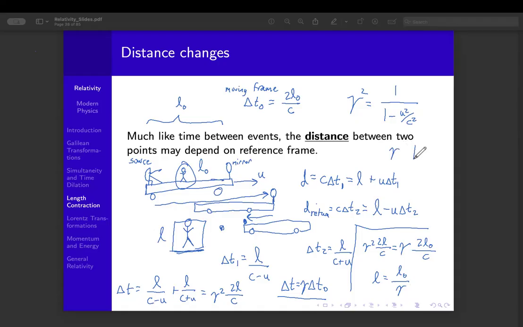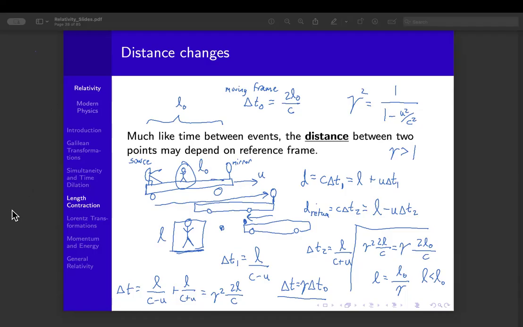How does it relate to 1? Gamma is always going to be greater than 1. So what does that imply? That implies that the length of the cart to a stationary person is always less than the actual length of the object, which means that moving objects actually get shortened, hence why we call this length contraction. Feel free to pause it here if you would like.